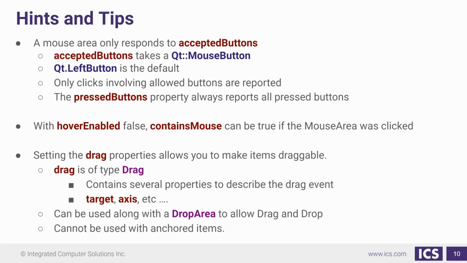We can also set drag properties, but it's important to note that we can't use this with anything anchored, because those things are anchored. When we set a drag, we're able to set the target, the axis we can drag upon, and also we can optionally set a drop area that will allow us to drop that target into that spot.